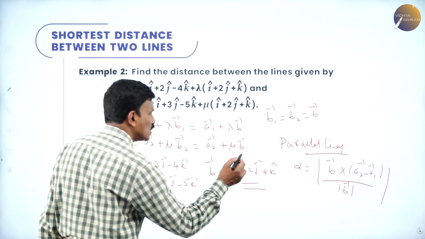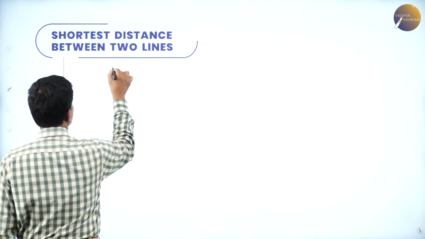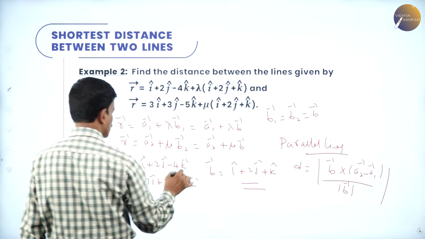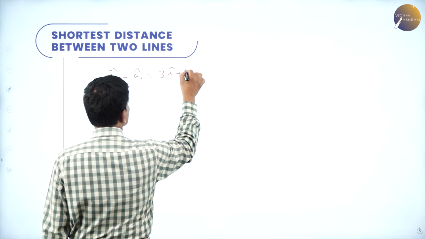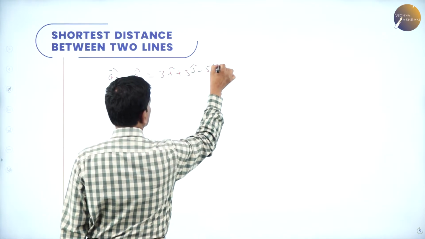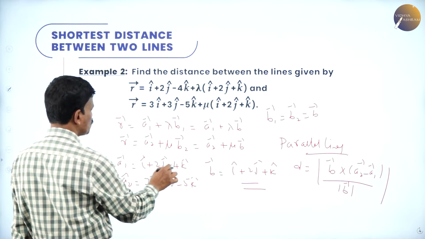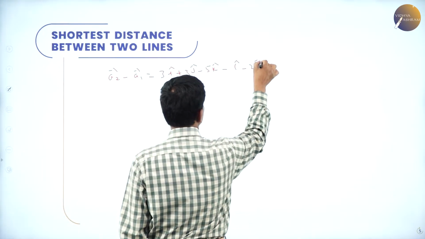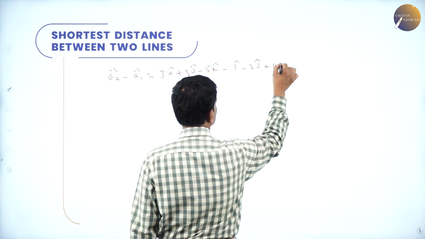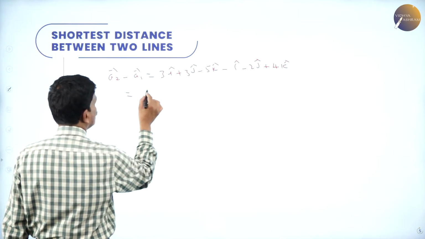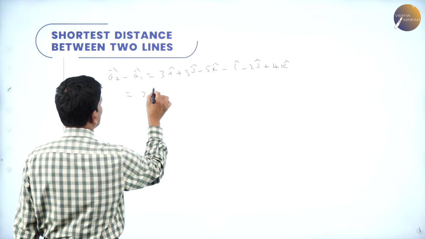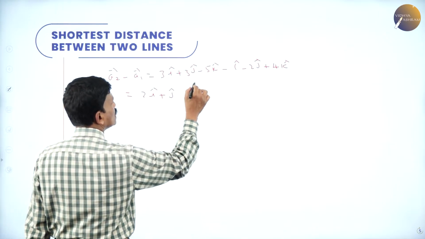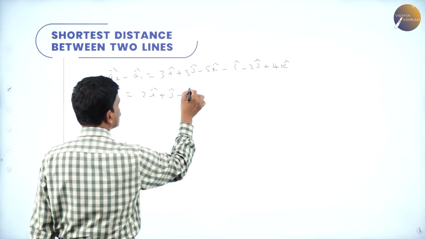Now find out first the a2 minus a1 vector. Vector a2 minus vector a1 is equal to, what is a2? 3i plus 3j minus 5k minus vector a1, i plus 2j minus 4k, multiplying by the negative sign, minus i minus 2j plus 4k. Simplify this. So what is this equal to? 3i minus i is 2i, 3j minus 2j is plus j, minus 5k plus 4k is minus k.